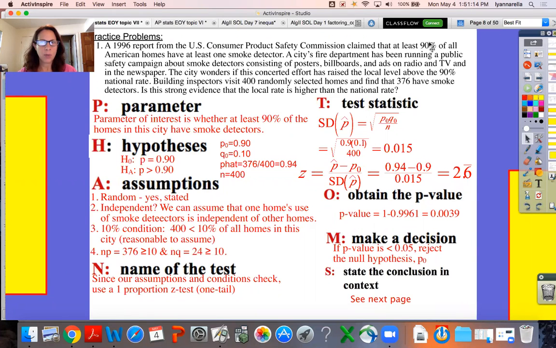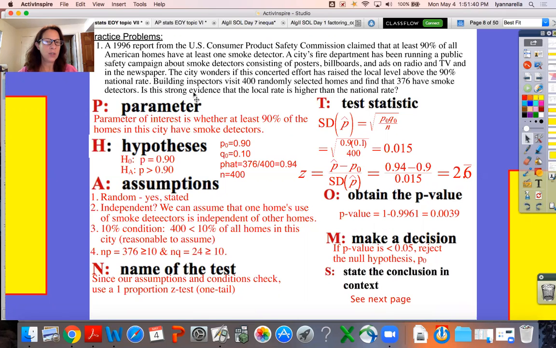This is way back when we did our very first inference test. We talked about smoke alarms. So this report says that at least 90% of all American homes have at least one smoke detector. And so this city said, hey, we really believe that we exceed that 90%. We really think the people in our city are doing much better. So they took a poll of 400 randomly selected homes, and they found 376 had smoke detectors. And then they want to know, is this strong evidence?